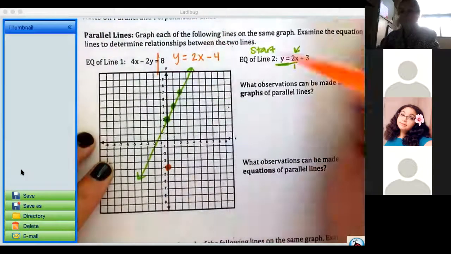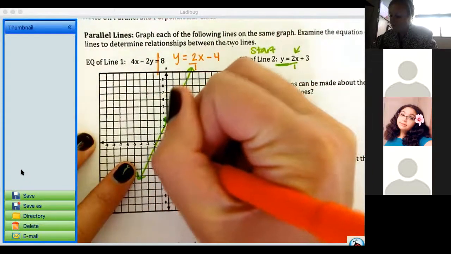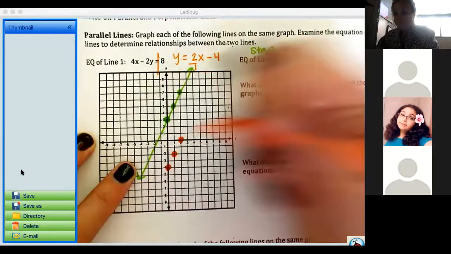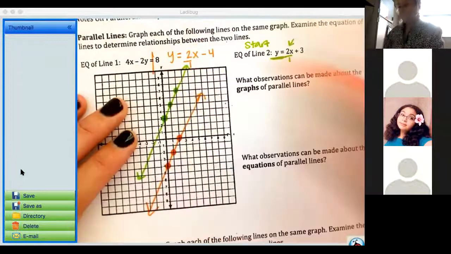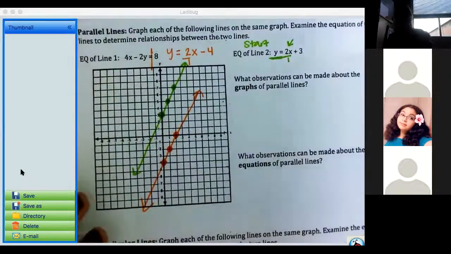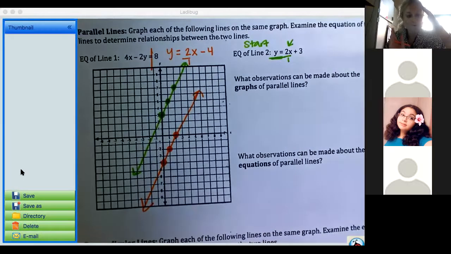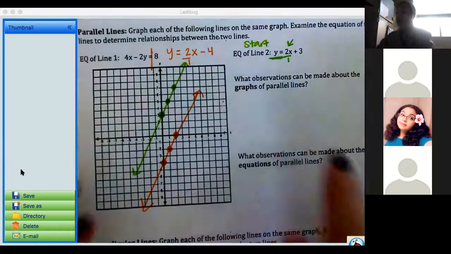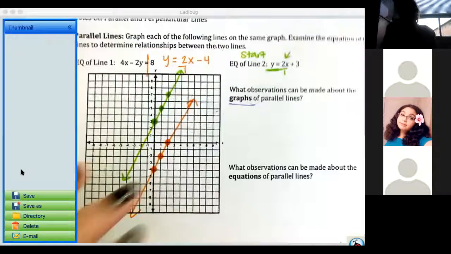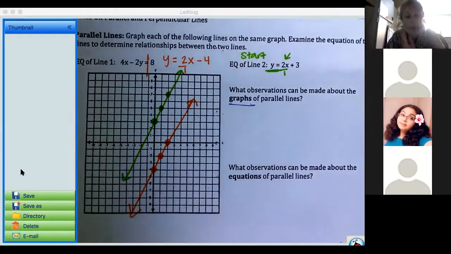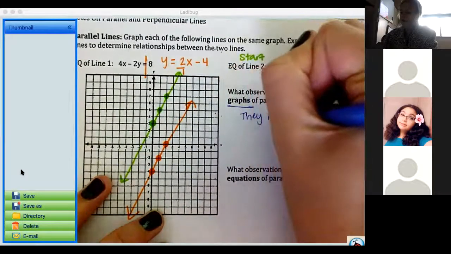And what's my slope of this one? 2/1. It's also 2 over 1, up 2 over 1, up 2 over 1. And I'm going to connect them. So this is what I want us to talk about. Do you guys agree with me that these two lines are parallel? Yes. Okay, so just looking at the picture, because it says graphs, what do we know about the picture? What do we know about parallel lines? Good, I like that. They never touch.